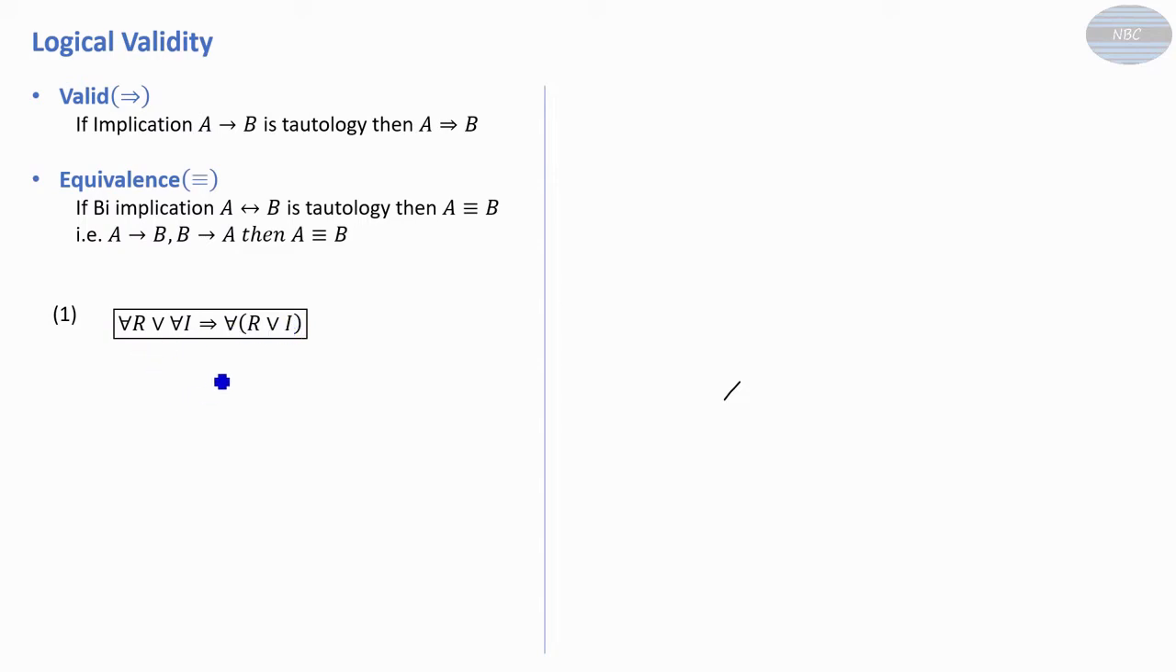So for this, let us first draw the truth table for the implication. So we have A, B, and A implication B. Suppose the values are false true, false true, false true. Now the truth value of the first row, false implies false, is true; false true is true; true false is false; true true is true. When you see this truth table, in all the rows the truth value is true except the third row.